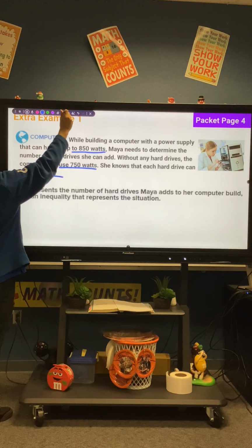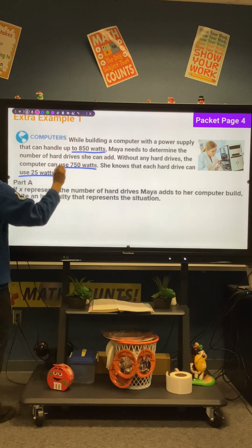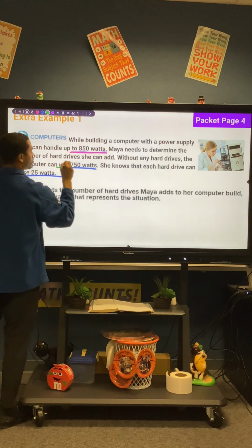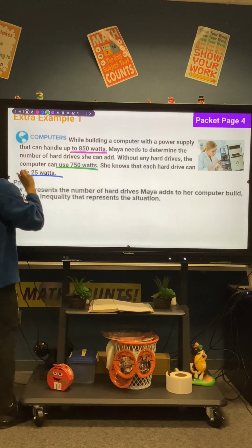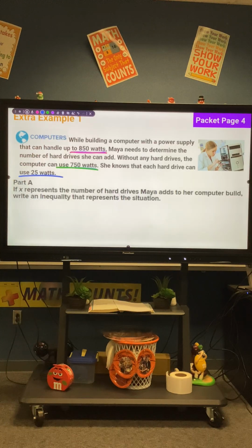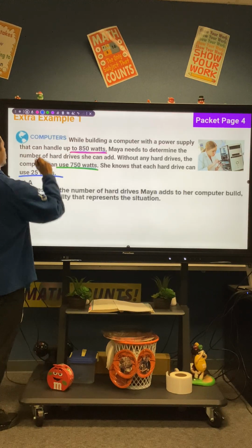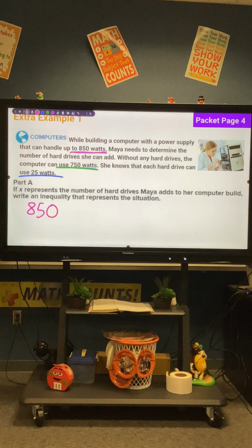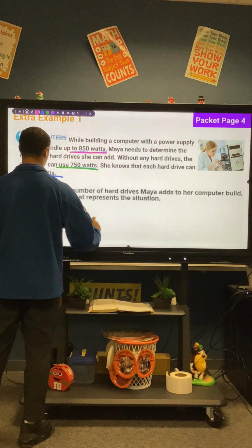So let me go through and actually color code this. This can be purple, pink. This can be green. So if I'm going to write an inequality, I'm going to have 850. And since I know that the computer can handle up to 850, that tells me this is going to be a less than or equal to.